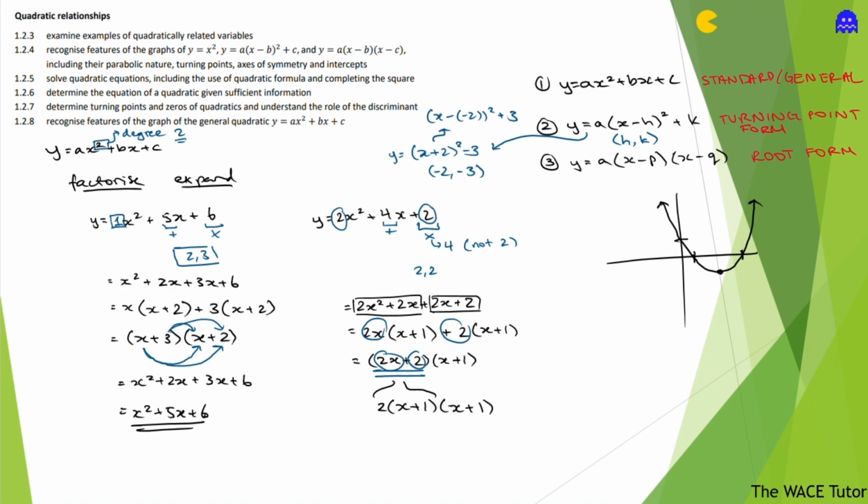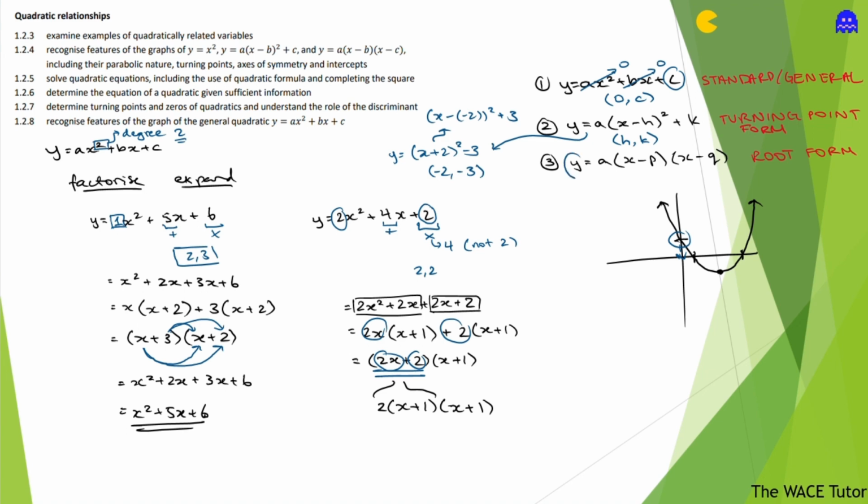Okay? So that tells us the turning point. Now, the standard or general form will generally tell us the y-intercept, and the y-intercept will be equal to this. So it'll be (0, c). And the reason why that's the case is because when we have our y-intercept, our x is equal to 0. Okay? So if x is equal to 0, that'll cancel this point out to 0 and 0. And so at x equals 0, y equals c.